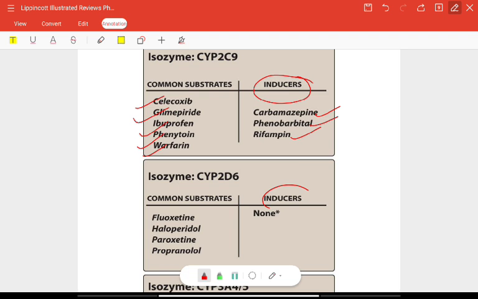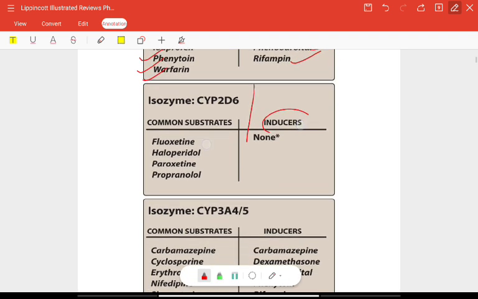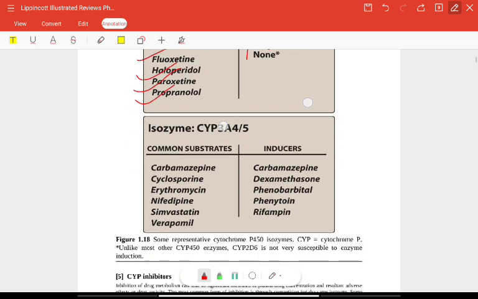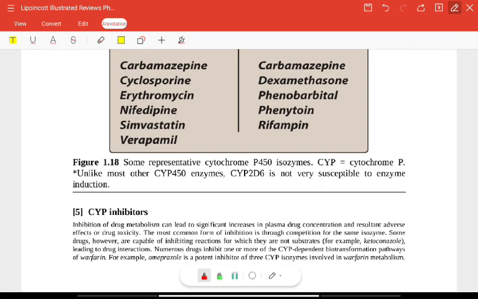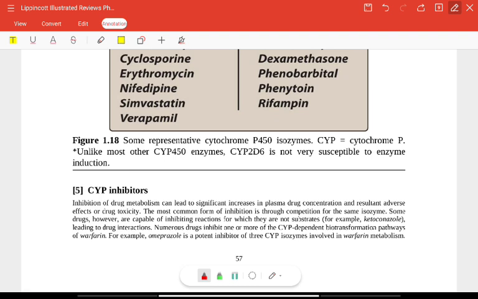For CYP2C19, CYP2D6, common substrates are fluoxetine, haloperidol, paroxetine, propranolol. Now CYP inhibitors. Inhibition of drug metabolism leads to a significant increase in the plasma drug concentration. When the enzymes are inhibited, the drug is not metabolized, and the plasma drug concentration is increased, which means it will lead to toxicity.